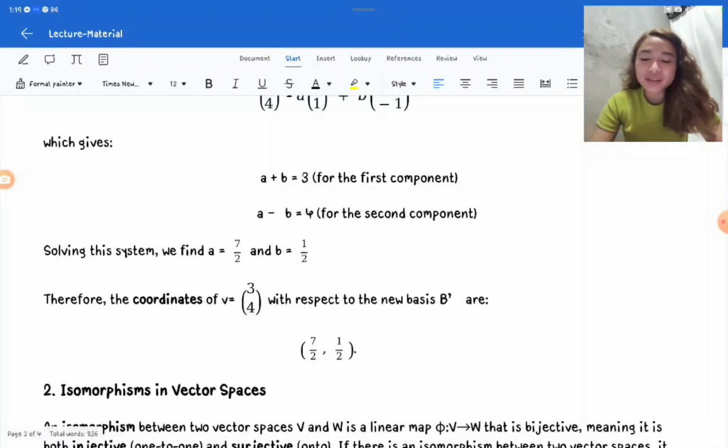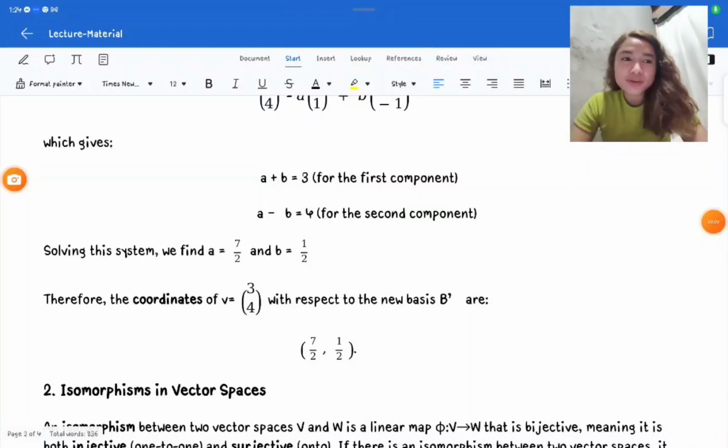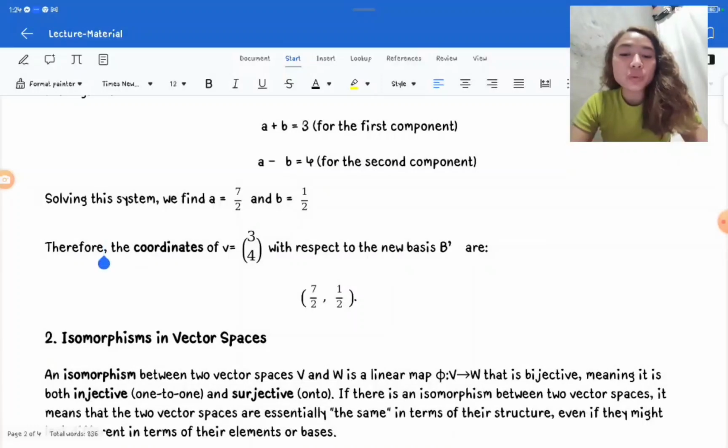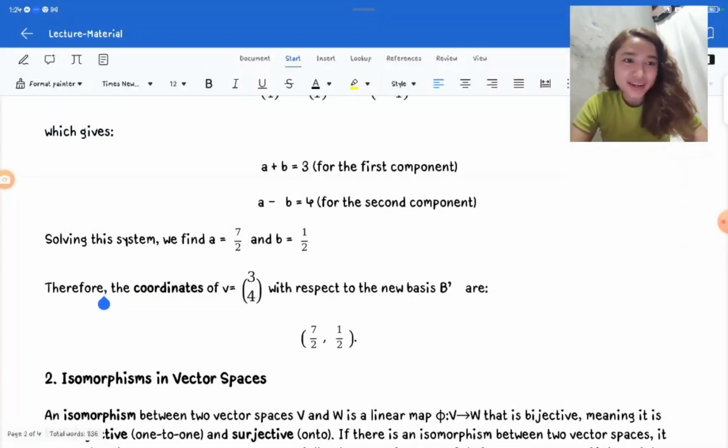Solving these equations, we find a equals 7/2 and b equals -1/2. Therefore, the coordinates of v relative to the new basis are 7/2 and -1/2. Notice that the coordinates are different because the basis vectors themselves are different, but the vector v is the same. Changing the basis gives us a different way to represent the same vector.